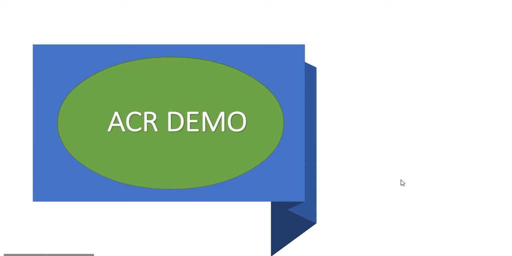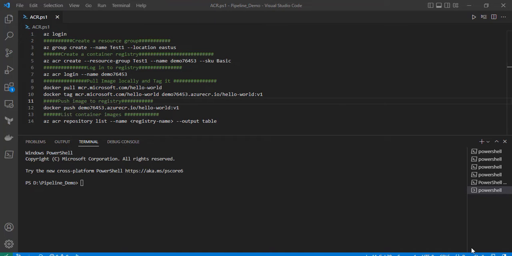So next we have the ACR demo. Basically, I'll create a resource group. Then in that particular resource group, we will deploy Azure Container Registry, and then we will push one of the images here. So let's start the demo.